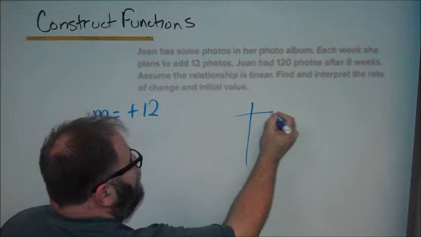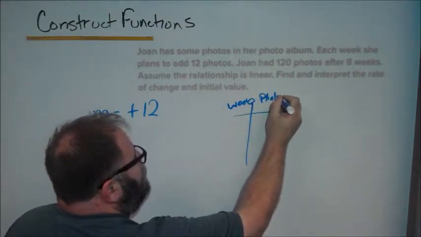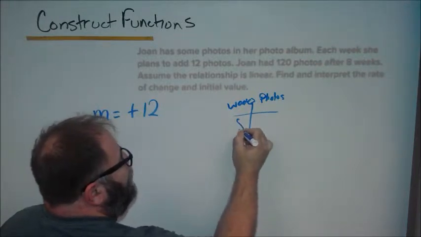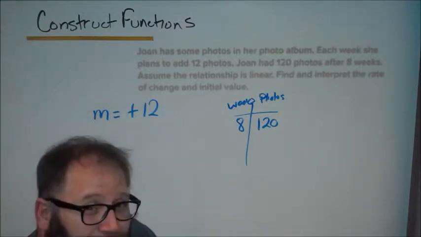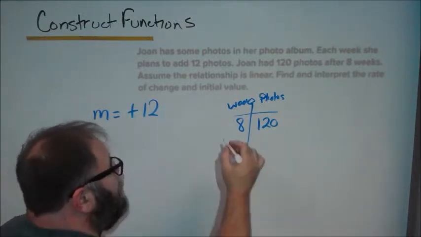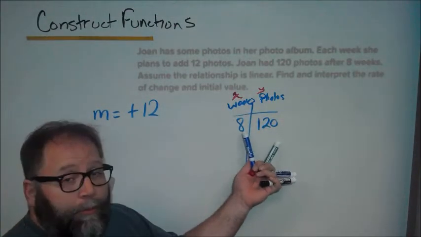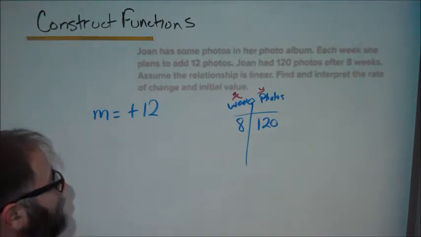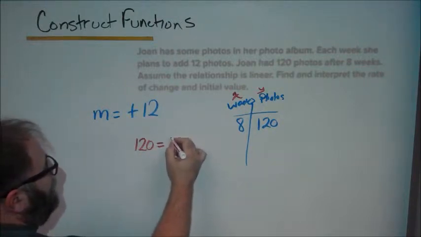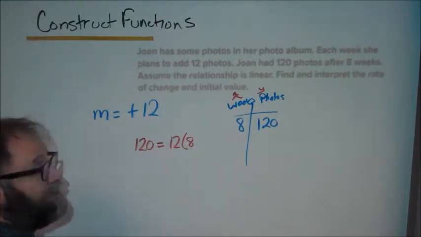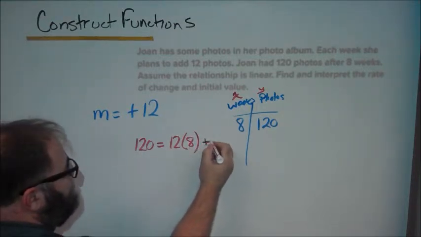So if I had weeks and photos, I've got 1 point here. After 8 weeks, I've got 120 photos. So I set it up like that so we could see it as x and y. So because we have a rate of change, we have a point, we can figure out where the initial value was here. So I've got then 120 is equal to the rate of change times the number of weeks. So 12 photos times the number of weeks plus b.